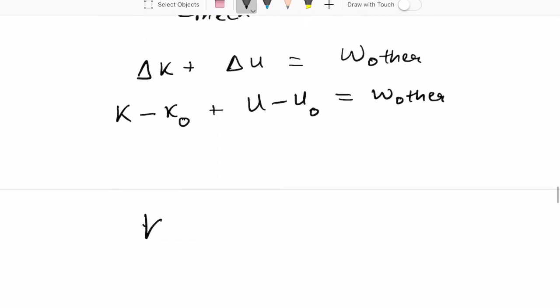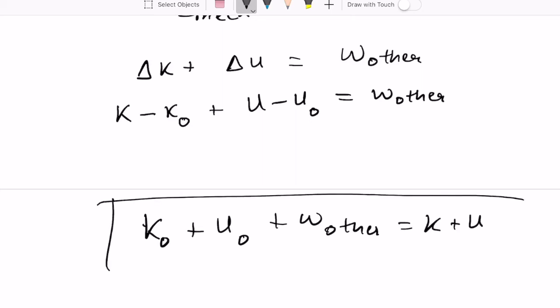K initial plus U initial plus W other. I just move the K0 and the U0 to the other side and flip sides. K0 plus U0 plus W other is equal to K final plus U final. This is an extremely, extremely important equation in this entire course.